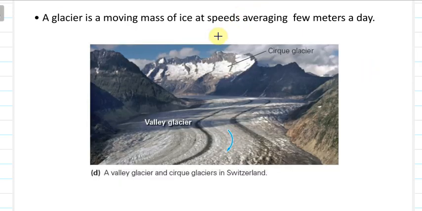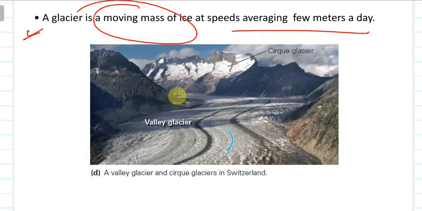Okay, so coming to the glacial landforms, what is a glacier? A moving mass of ice, averaging a few meters a day. So what you see here is like a road or a river which is flowing. Okay, so this is a very huge mass of ice. It's a type of valley glacier which is present in this valley. Okay, so when this glacier moves, it carves out the land. Okay, so it deforms the land, and then the landforms which are created are known as glacial landforms.